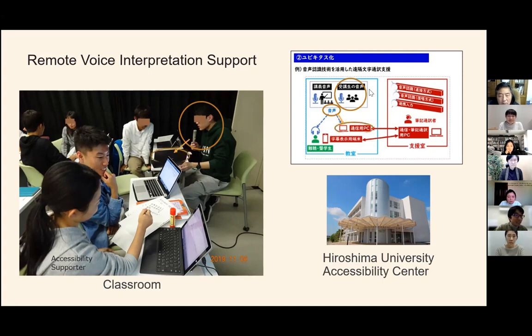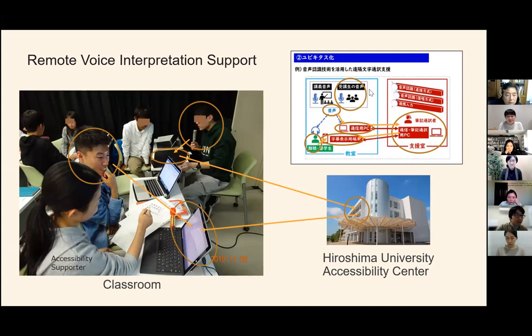Next, the PC receives his voice and sends the data to the accessibility center. The accessibility center modifies the word data and sends it to this PC. Then he reads it. But sometimes he has difficulty understanding the meaning. In this case, the accessibility supporter summarizes it for him. This support made it possible to have smooth discussion.